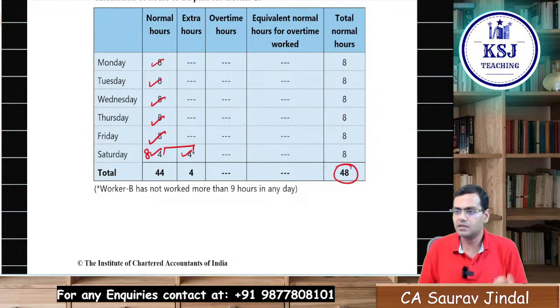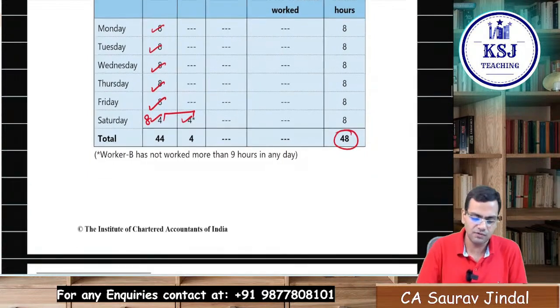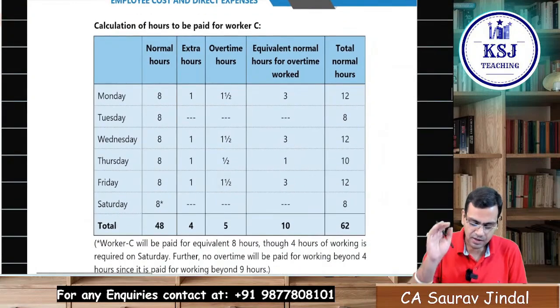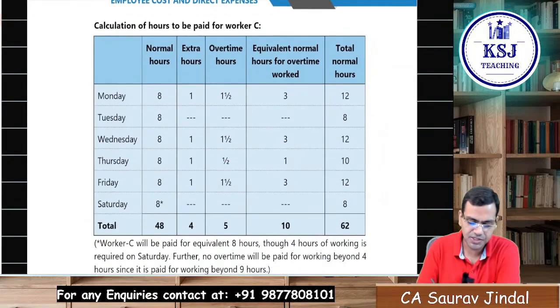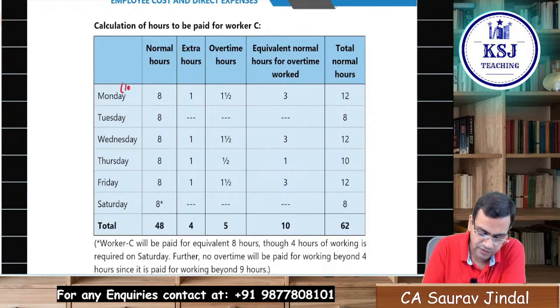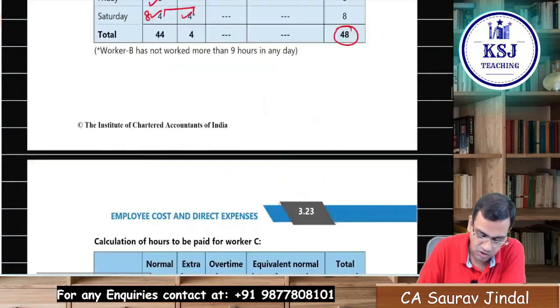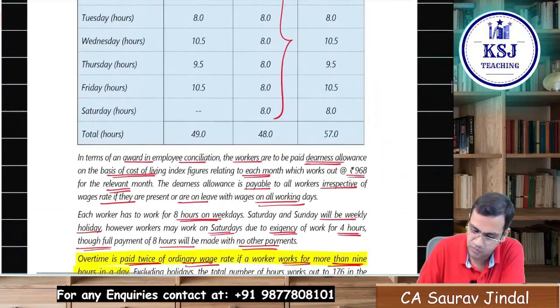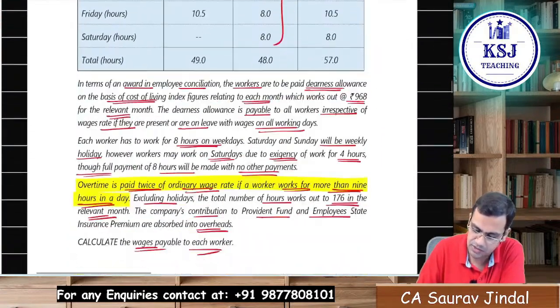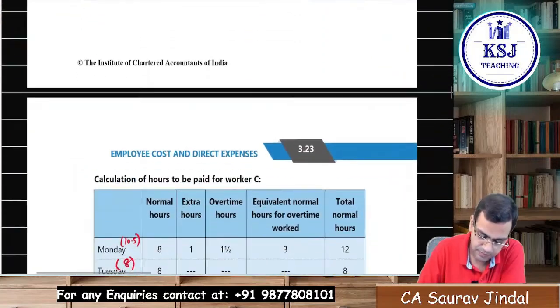Worker B is simple. The only complication will come in the case of worker C. Worker C here is working for 8 hours on one day, on Wednesday 10.5, on Thursday 9.5, on Friday again 10.5, and on Saturday, is he working for 4 hours or 8 hours? 8 hours. Okay.